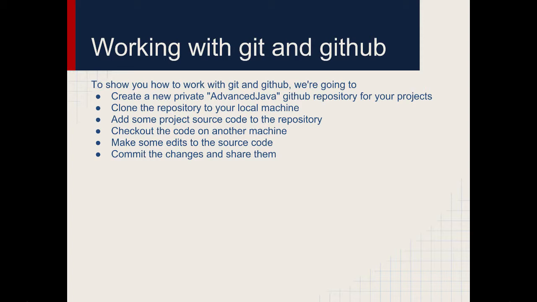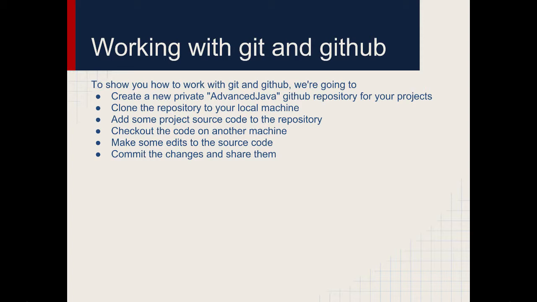Then we'll go back to the local machine and clone the repository. That'll basically get a copy of the repository on the local machine. Then we'll add some source code from that student project that we were working on in a previous screencast to the repository, and we'll commit it, and we'll send it back to GitHub. Then we'll log into one of the Portland State machines and check out the code, clone it on that machine. So now we've got the code in two places.